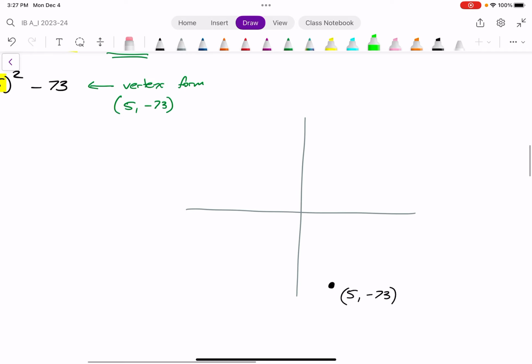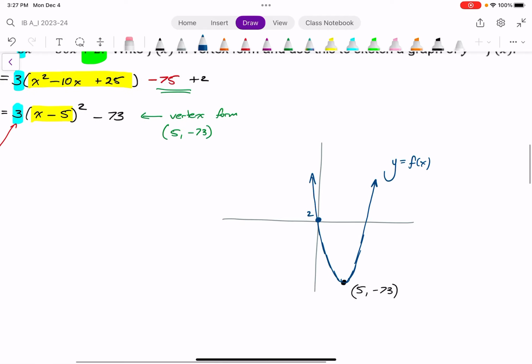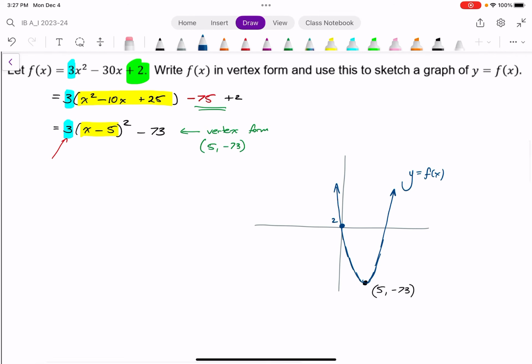A y-intercept of 2, if I look at the scale of my y-axis, is going to be really, really close to the origin here. So I'll just put it basically right here. I know it must go through 2, and so I'll sketch my quadratic function. All right, what I sketched is y equals f of x. That's my sketch. And keep in mind, I could see all the main details of this function when it was in vertex form.